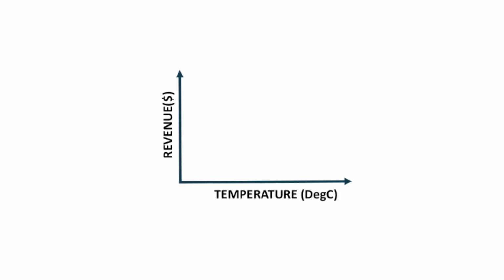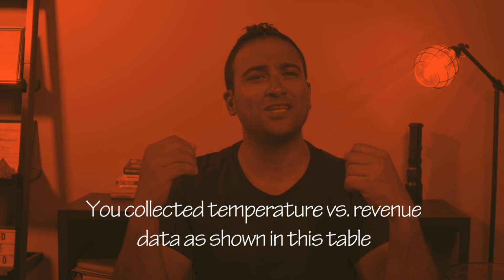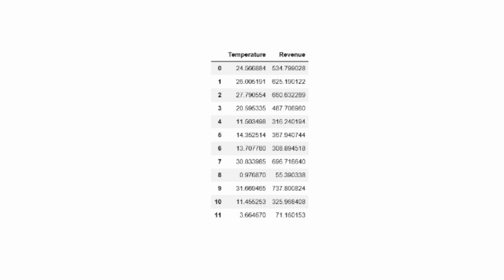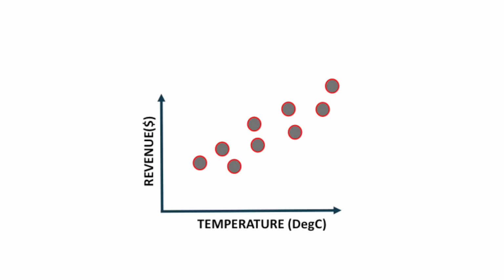Let's assume we run an ice cream business and we want to establish a relationship between the outside air temperature and the total daily revenue. As an owner of the business, we want to predict how much we would earn on a given day. So to do this, you went out and collected temperature data versus revenue data as shown in this table. Let's plot this data. As you can see, as temperature goes up, revenue goes up as well.